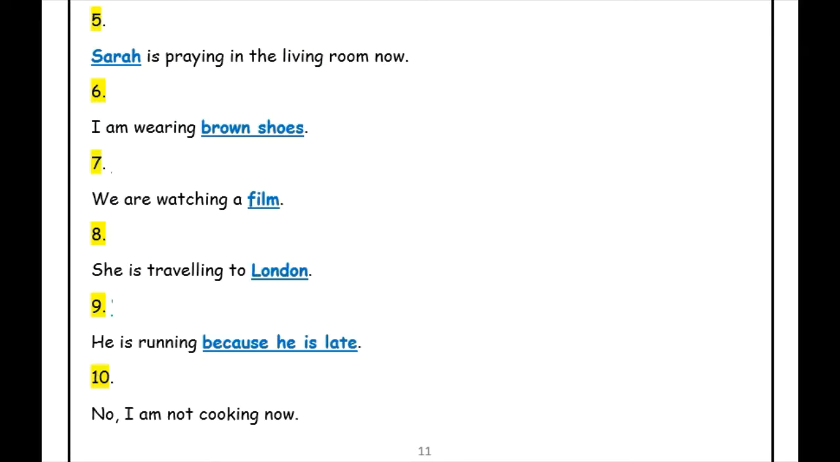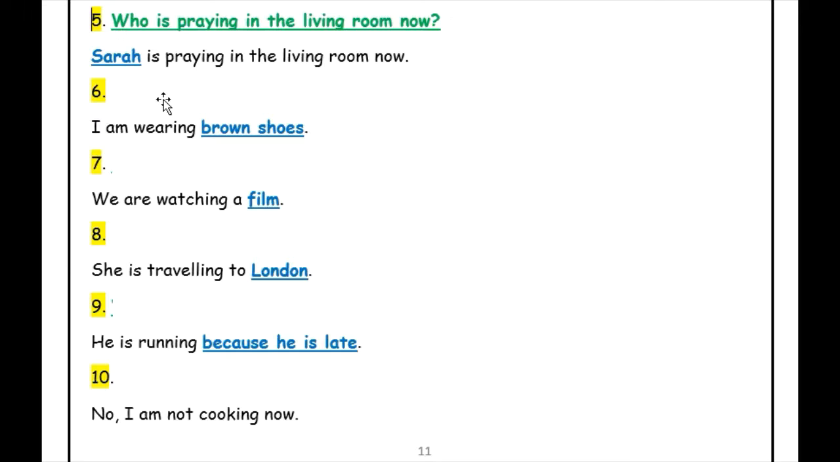Exercise C. Make a question. Number 5. Sarah is praying in the living room now. Okay, we're asking about Sarah. So, we are going to use a question word which is who is praying in the living room now?